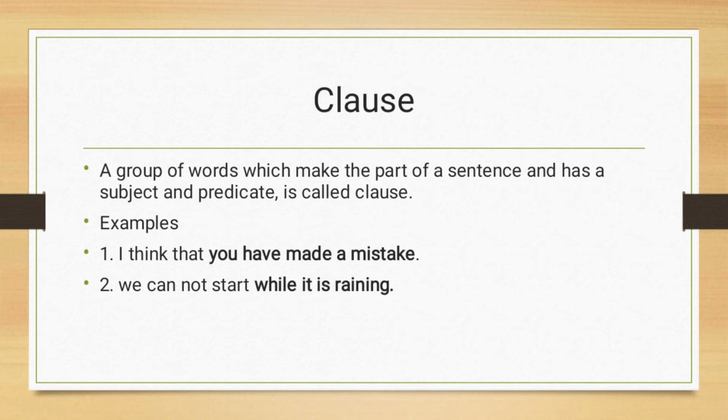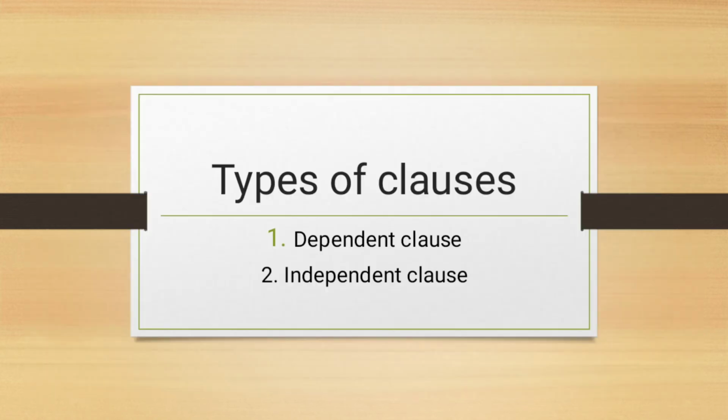Similarly, in the second sentence, we see while it is raining. So it is also a clause, because without this group of words, the rest of the sentence is incomplete. After discussing types of clauses, it will be clear inshallah the difference between phrase and clause. Also, I will discuss the types of clauses and the difference between sentence and clause. Just have a look at the next slide, that is types of clauses.